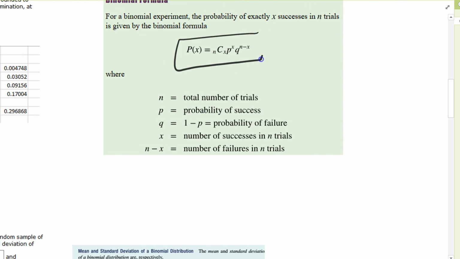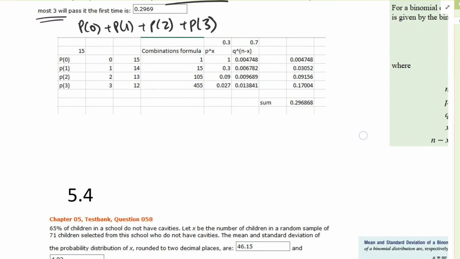The binomial formula can be calculated this way. This is the combination formula. A lot of your calculators have a combination button. If not, you can use Excel or an online calculator for combinations, or you can do it longhand. The terms are the total number of trials, probability of success, probability of failure, number of successes in the trials, and number of failures in the trials. So again, the probability of 0 means 0 pass, 15 fail; 1 pass, 14 fail; 2 pass, 13 fail.